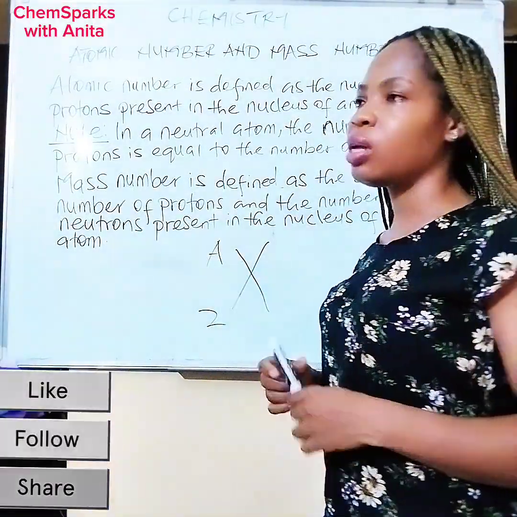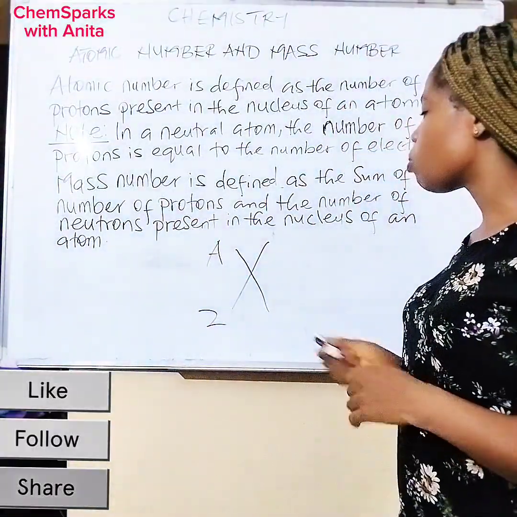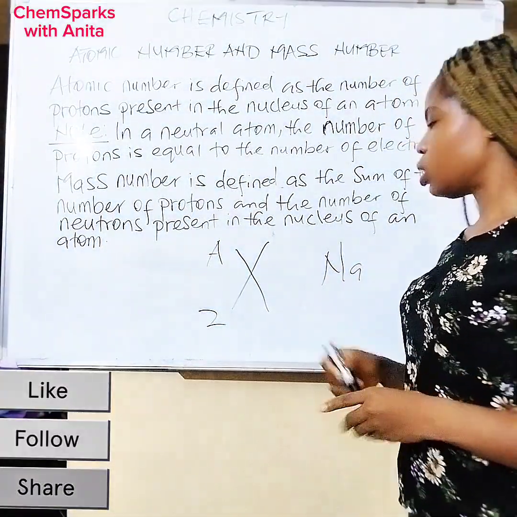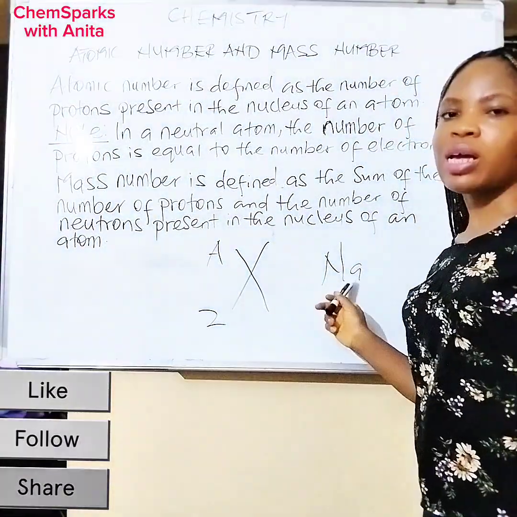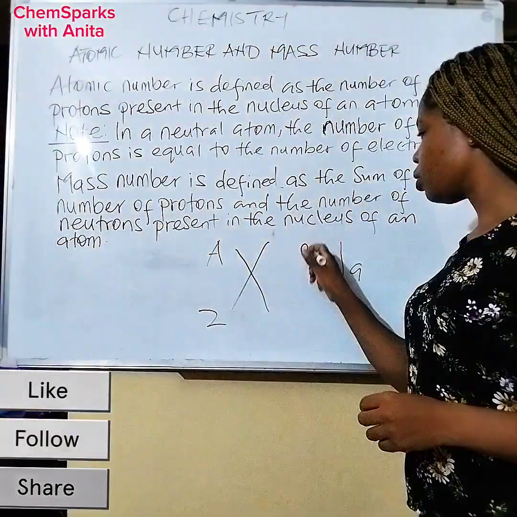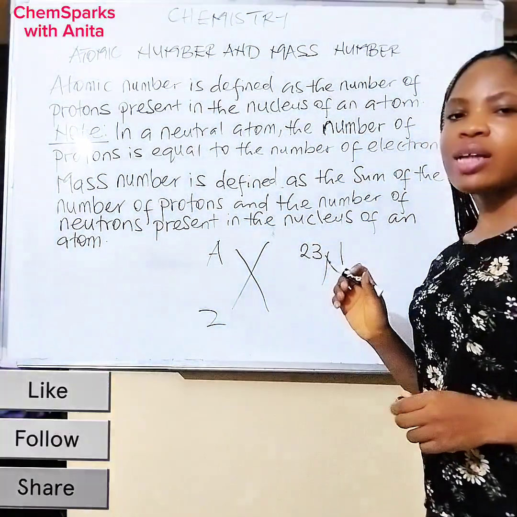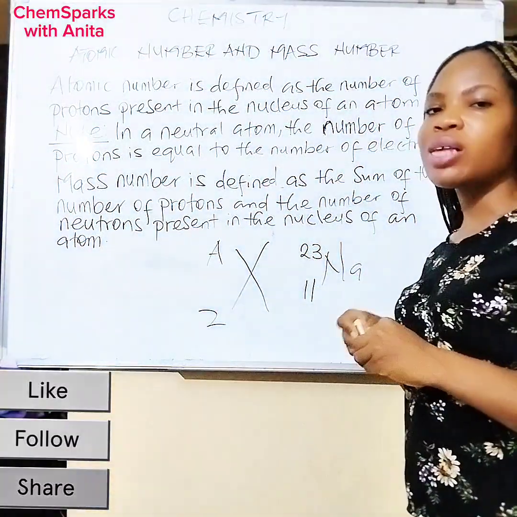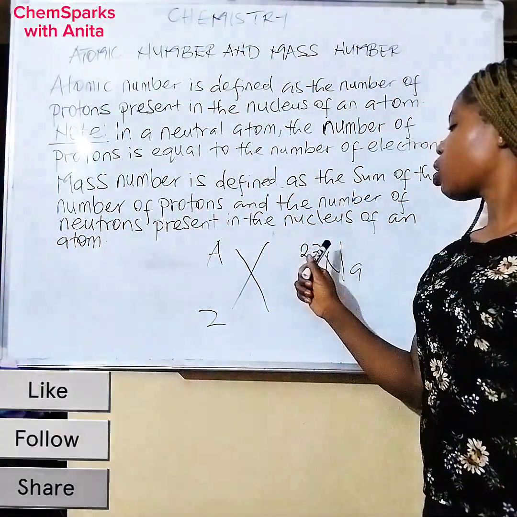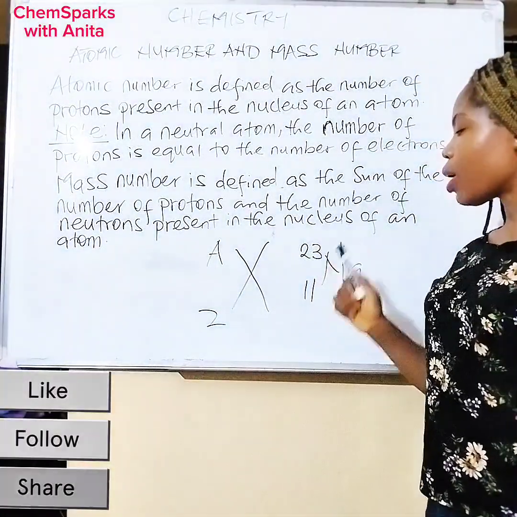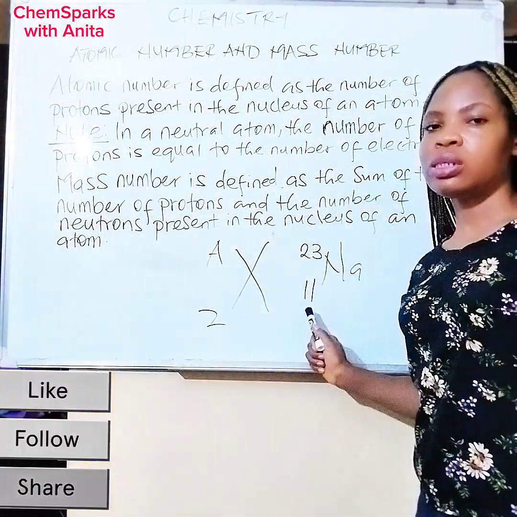More specifically, if we have an atom of sodium, this is an atom of what? Sodium. That's the element sodium. The mass number of sodium is 23. And then the atomic number of sodium is what? 11. So mass numbers of elements are often written up here, while the atomic numbers are written down.